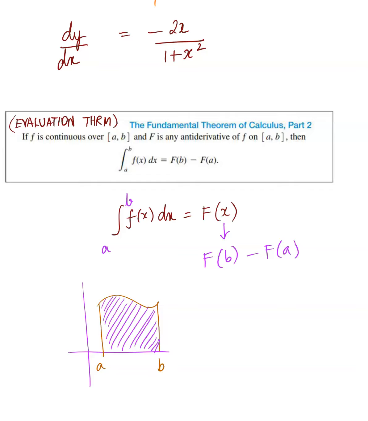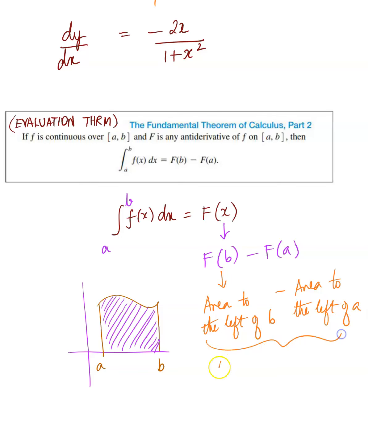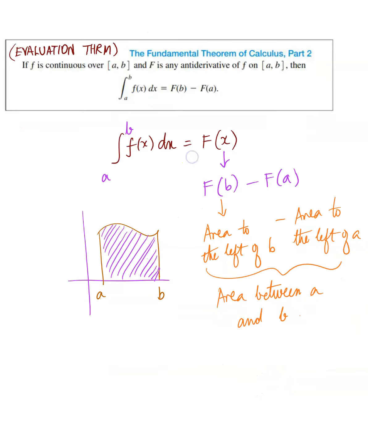So let me write that down here. Area to the left of b minus area to the left of a gives you the area between a and b, and that's what we mean by the definite integral. The integral from a to b of f of x dx is the area from a to b under the curve, which is this shaded region.